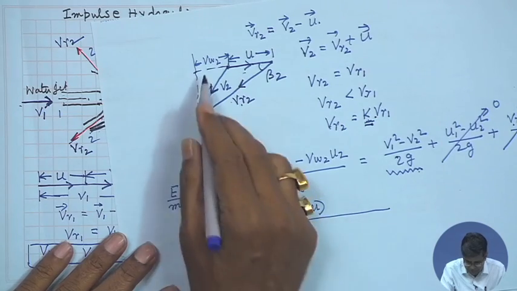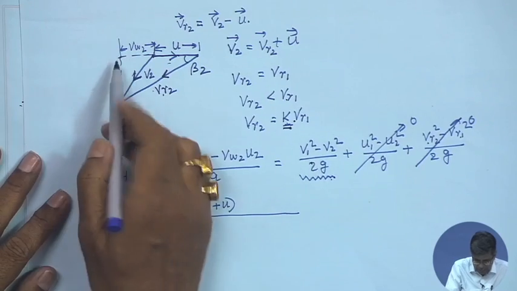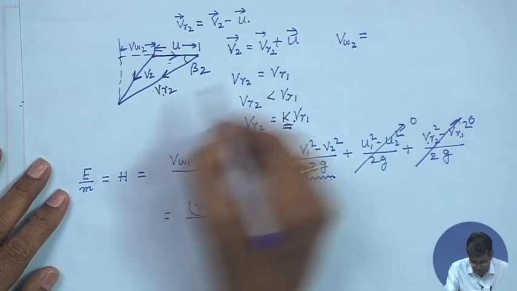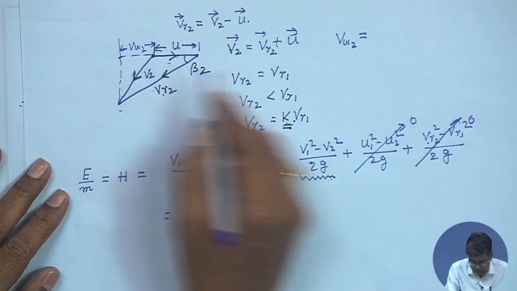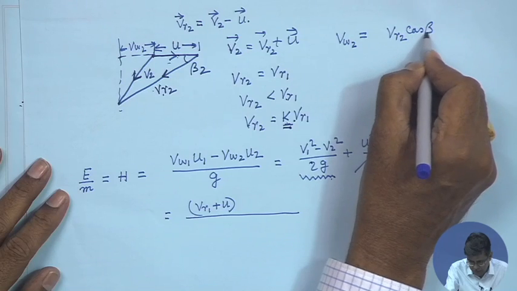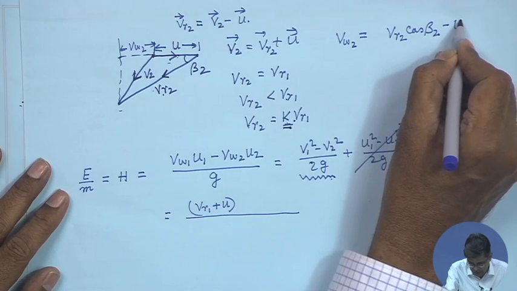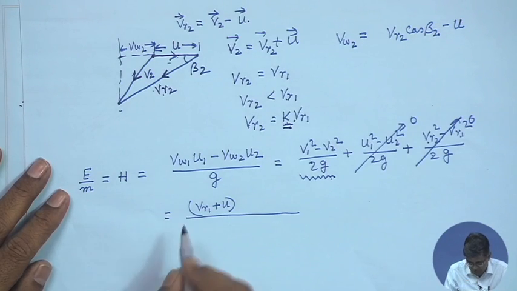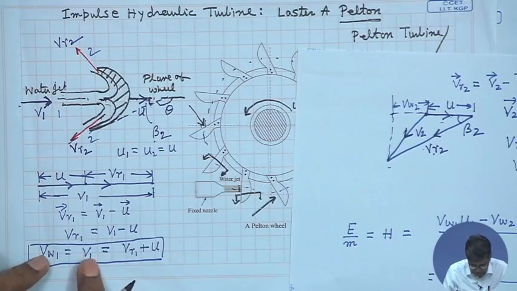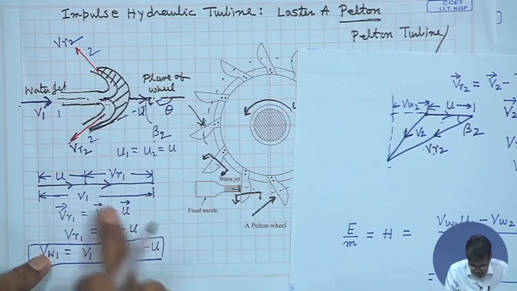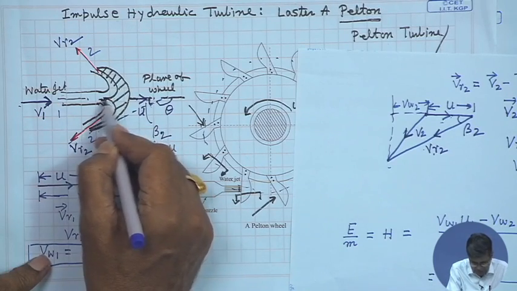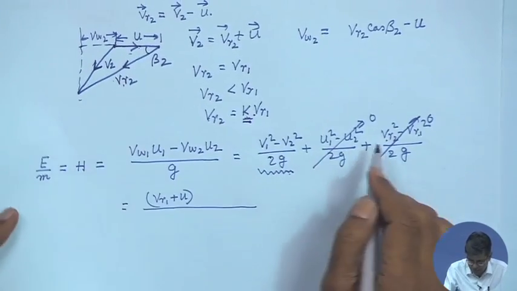Now, what is Vw2? Here we write Vw2 from this triangle, using trigonometric relation. Vw2 is Vr2 cos beta 2 minus u. Here beta 1 is 0, that is why I am not using the angle beta 1, because Vr1 is in the same direction, the tangential direction, coinciding with the inlet angle of the bucket. So, that is why it is 0.